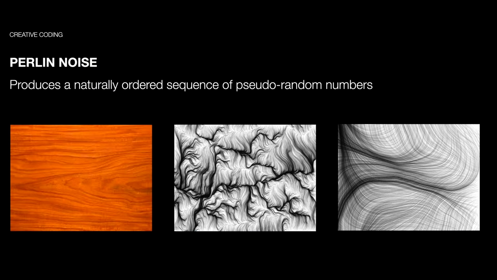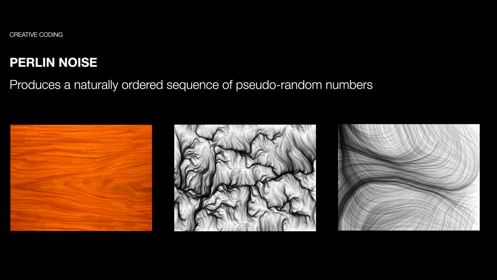Okay, and the last thing we're going to look at is Perlin noise, which is a really helpful way to create smoother variations. We've looked at randomness as a way to make values change generatively. The problem with that is it's often jagged and irregular. Perlin noise produces a more natural, ordered sequence of pseudo-random numbers.